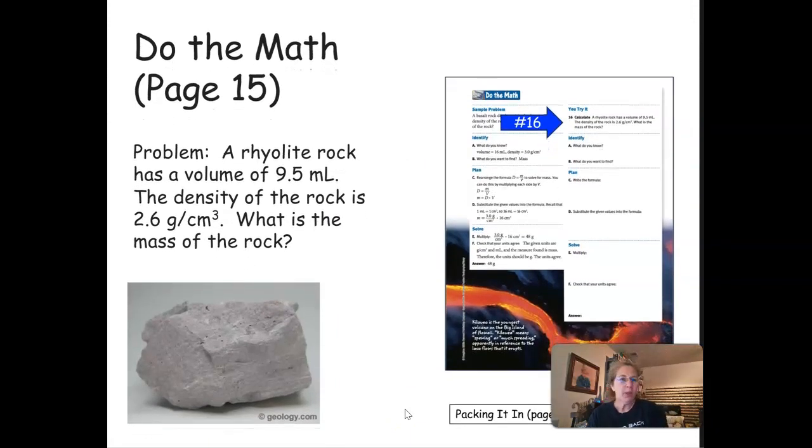Okay, so they did one problem for you, and now they want you to do another problem. This time they want you to do it with a rock called rhyolite. A rhyolite rock has a volume of 9.5 milliliters. The density of the rock is 2.6 grams per cubic centimeter. What is the mass of the rock? Pause the video, work through the problem, and then come back to the video when you're ready.